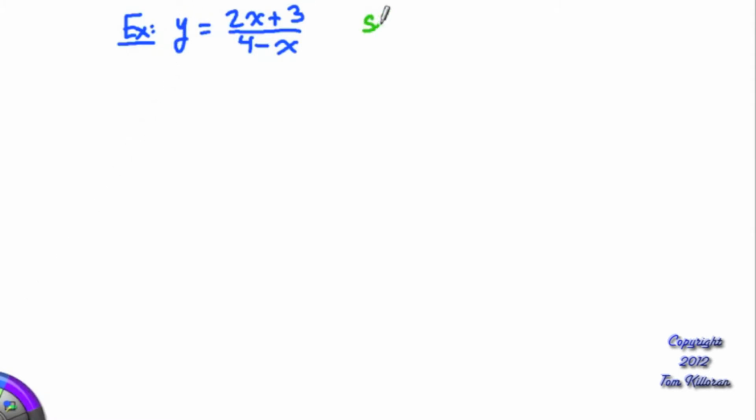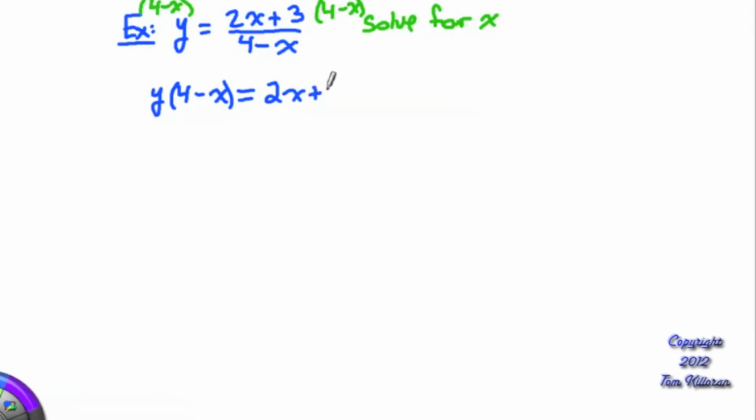So you multiply everything by 4 minus x. You multiply both sides by 4 minus x. So the left-hand side becomes y times 4 minus x, or 4 minus x times y. I could care less which way, but I like single. And then on this side, it is just the 2x plus 3, because these are going to cancel, which is rather nice. Multiplicative inverse, identity.